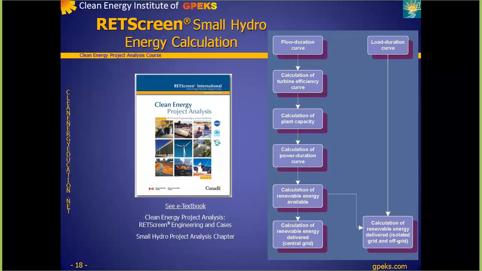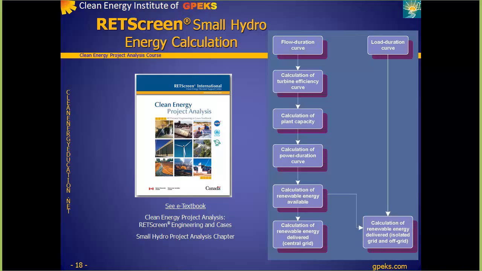A load duration curve describes annual variation in the load on an isolated grid. Like a flow duration curve, it is expressed in terms of the load that is exceeded for a specified fraction of the year. Here we provide a step-by-step overview of this calculation. For more information, see the RETScreen Engineering and Cases textbook, available online and free of charge.